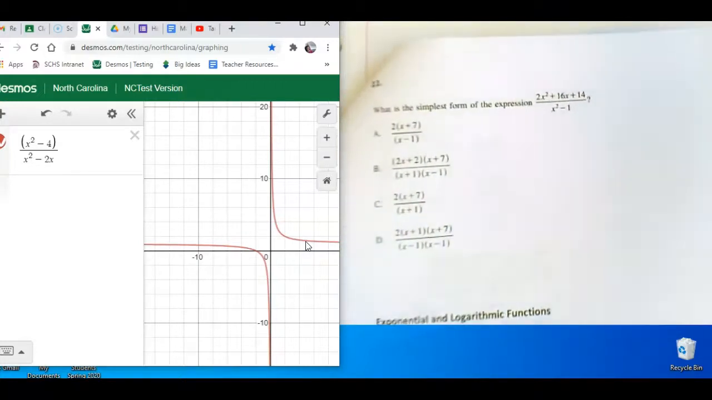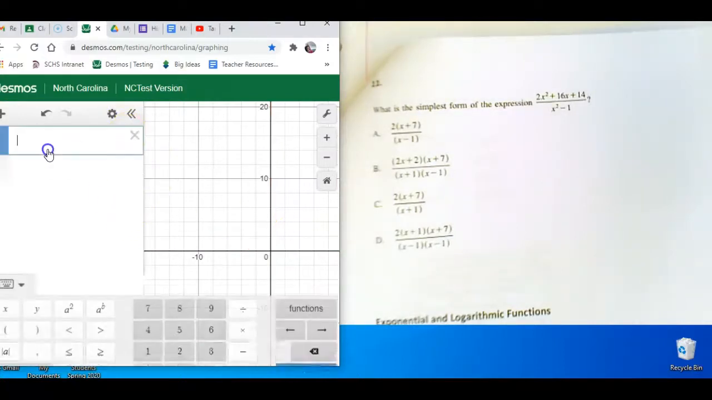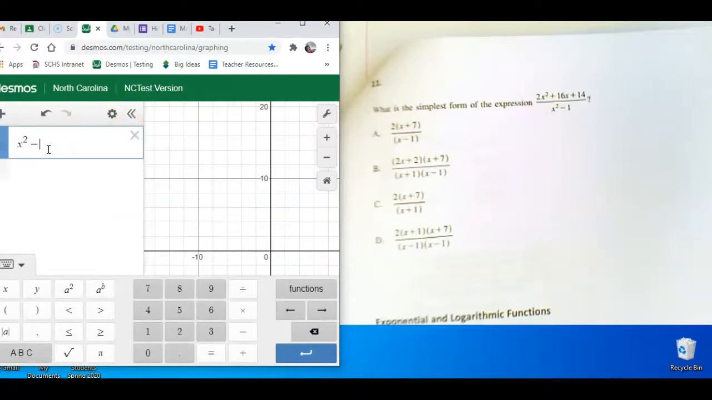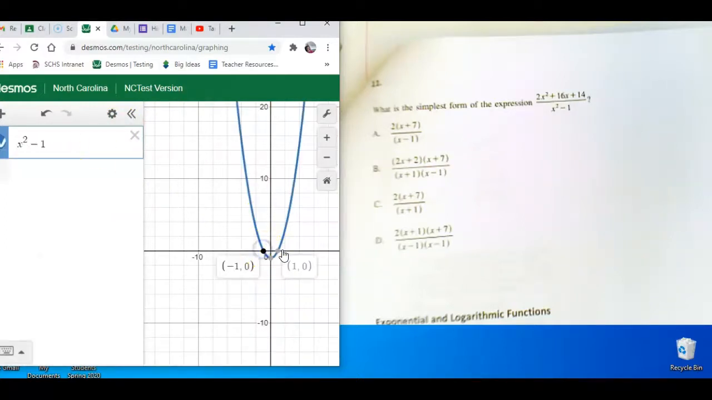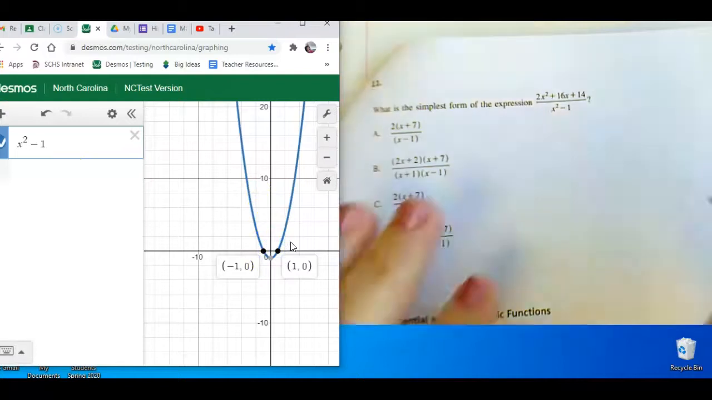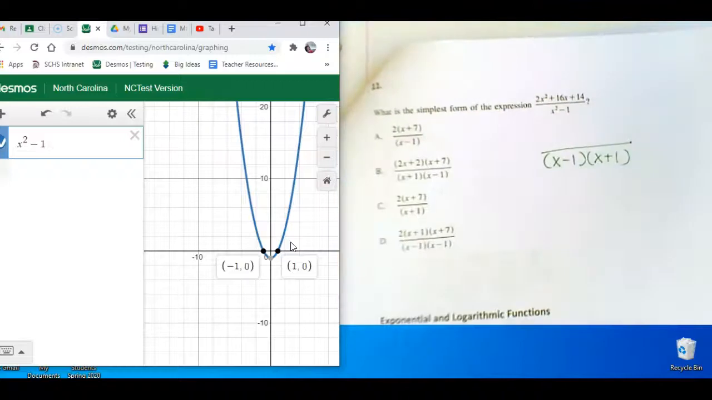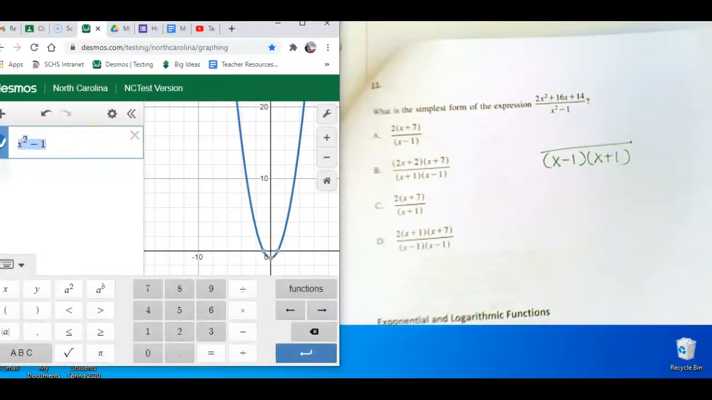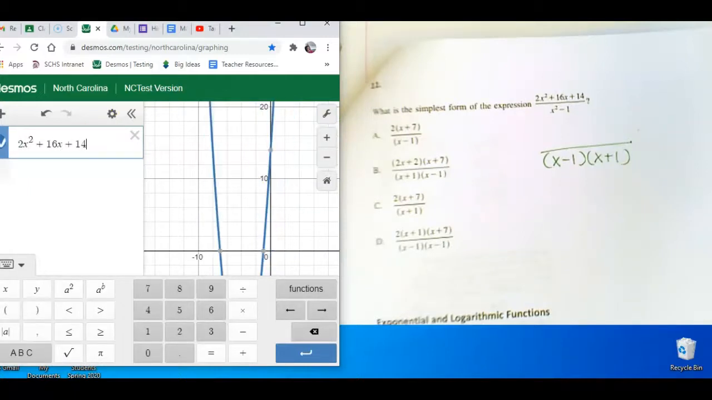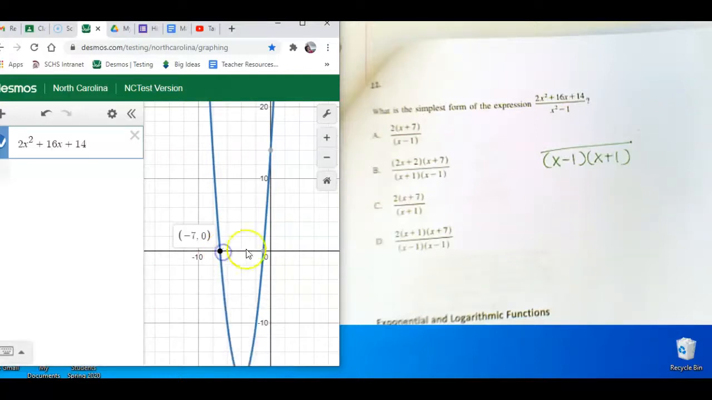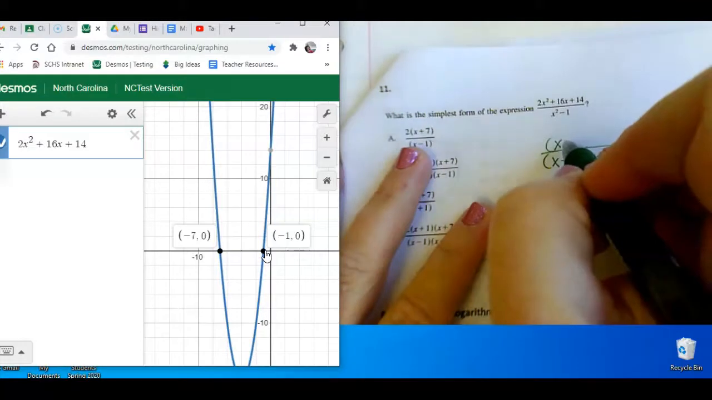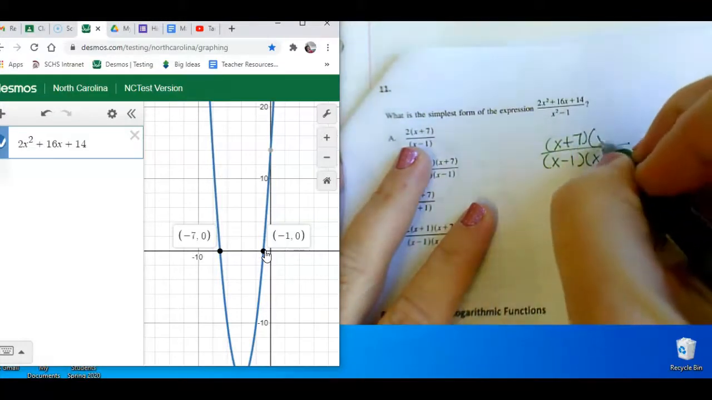Number 11, ask the simplest form of that equation. Alright, so what we need to do is we need to factor it. So x squared minus 1, I know that's the difference of two squares, and if you remember how to do that, I know that I can just do a positive and a negative. And then the next one, 2x squared plus 16x plus 14. Find those zeros. So I know that we would have x plus 7 and x plus 1.